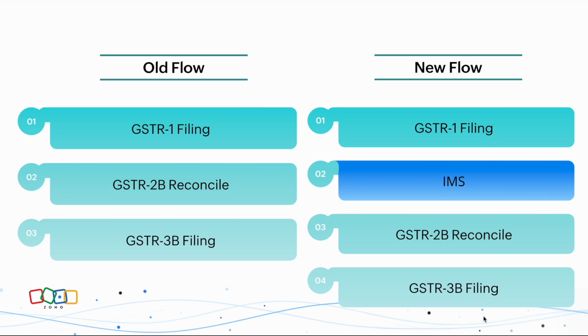On 14th October 2024, the IMS was implemented. So before this was implemented, all the taxpayers would be filing GSTR 1 first, followed by GSTR 2B reconciliation and GSTR 3B filing. Since this is implemented now, the new flow would be GSTR 1 filing followed by IMS and then GSTR 2B reconciliation and 3B filing.